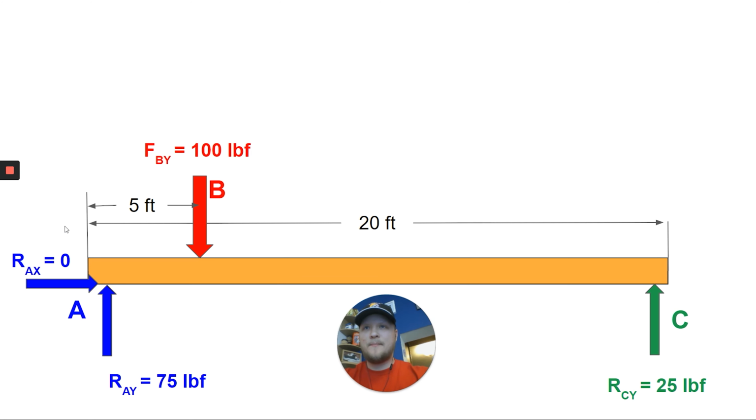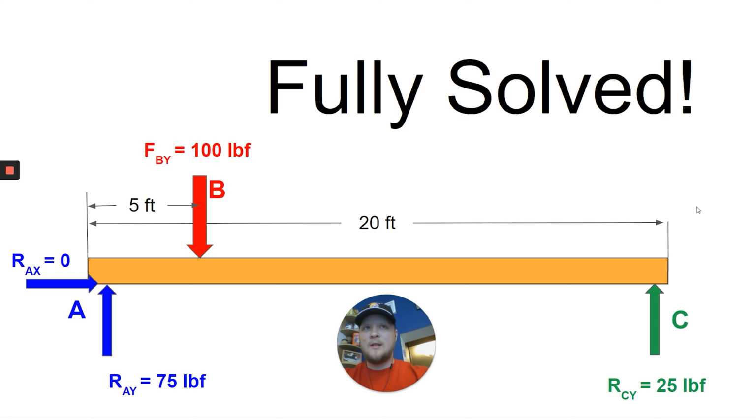So we update that. Now all of my vectors, let's double check. At point A, I've got RAX accounted for and RAY accounted for. At point B, I've got FBY accounted for. And at point C, I've got RCY accounted for. That means all of my vectors have a value. That means we've fully solved this simply supported beam. Congratulations!